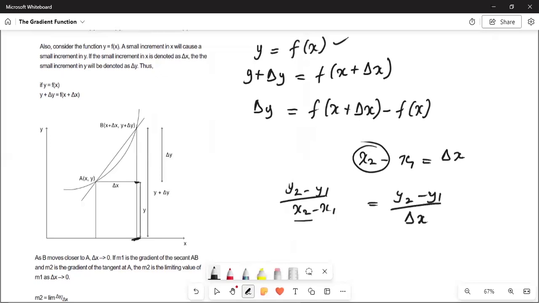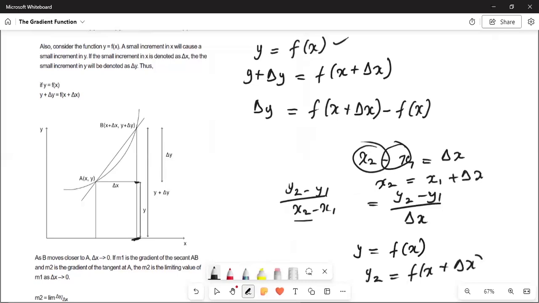And I know that y2, if I have my y1 to be f of x, my y2 should be f of x2. But my x2 is what? Look at it here. If I move this across the equality, x2 is equal to x1 plus delta x. So this is plus delta x. So in this case, from here to here, which is of course your y2, now becomes y plus delta y.